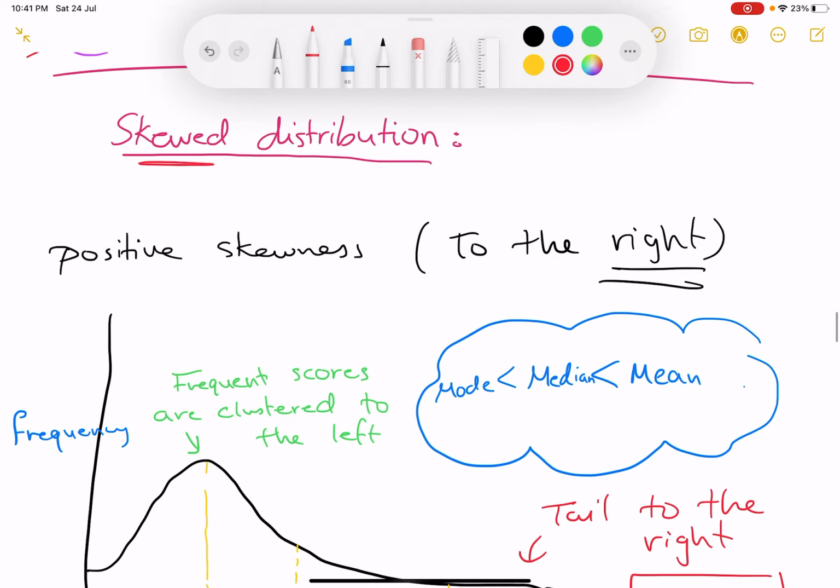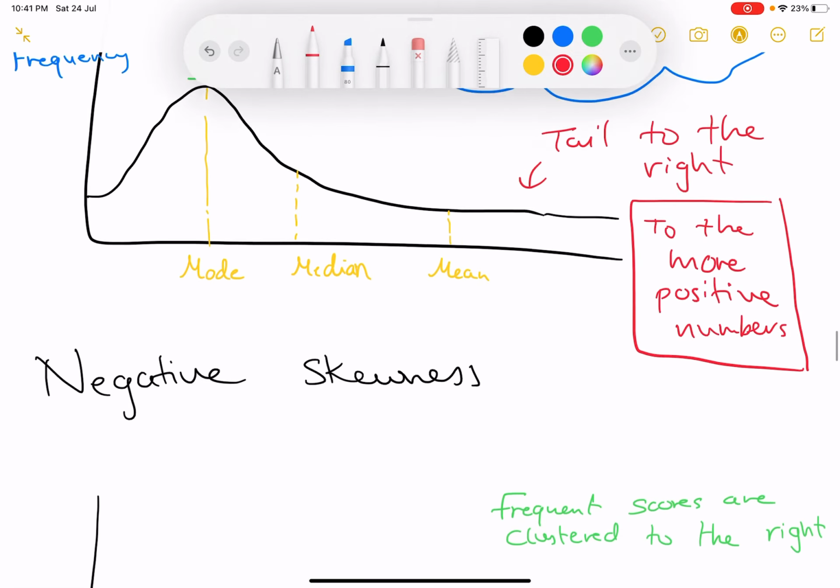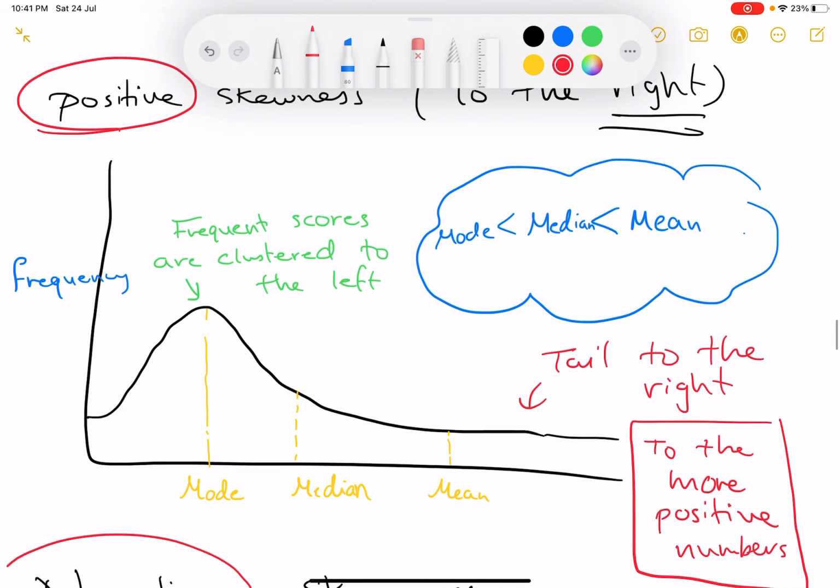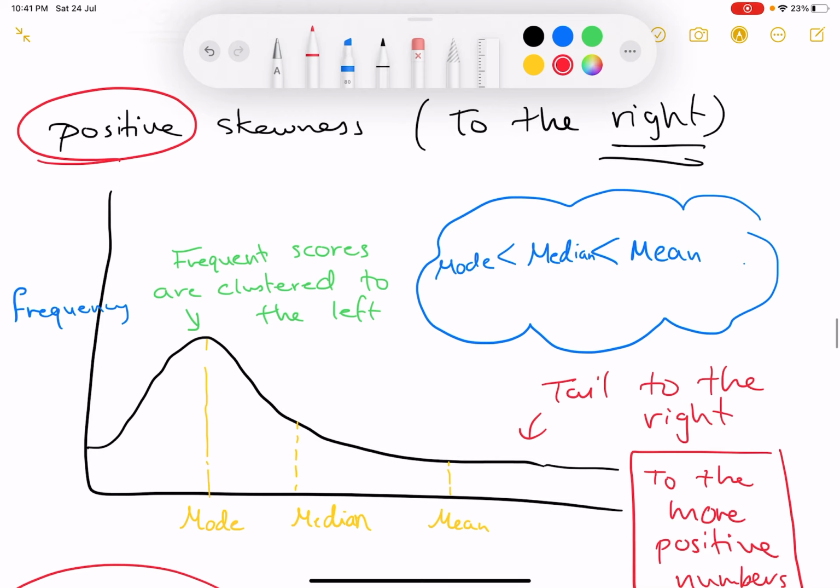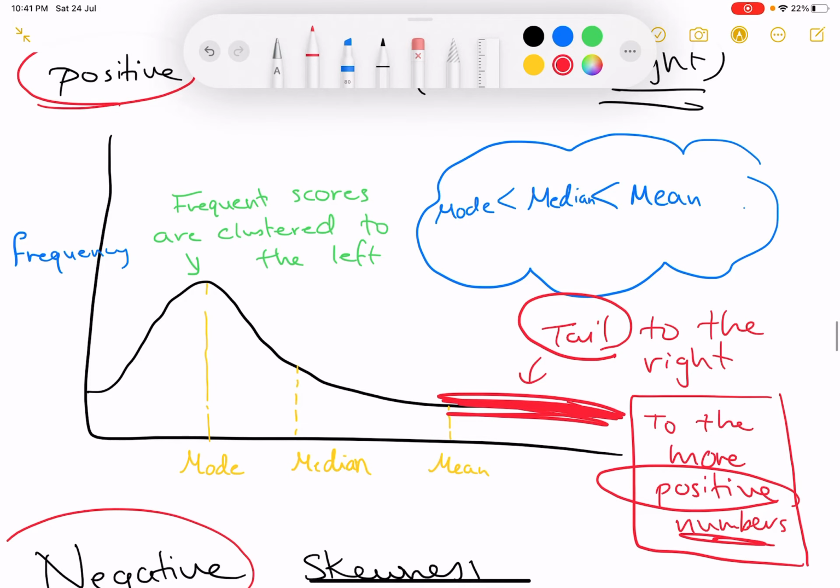Okay, so skewed distribution, you have positive skewness and negative skewness. Positive skewness is like the tail is to the right, so to the more positive numbers. Look at the tail always to decide if it's positively skewed or negatively skewed. If the tail is to the right, then it is positively skewed, and the tail is to the more positive numbers, like here 20, 50, to the more positive numbers. Okay, and this is the frequency, of course, on the y-axis.